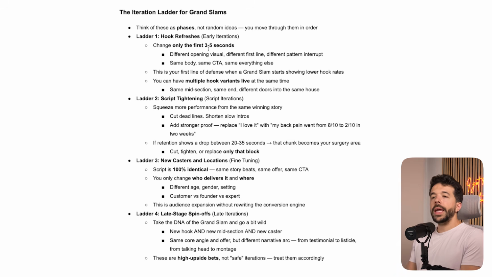The way we look at it is more as phases rather than random ideas and random iterations, and you want to move through this order. Again, this is what we do. Is it one size fits all? Is it the only way for you to multiply your winner? Not really, but it's a great way to do it. I really like working in frameworks and processes, and this makes it very easy for me to explain to other creative strategists how we work. So I like that.